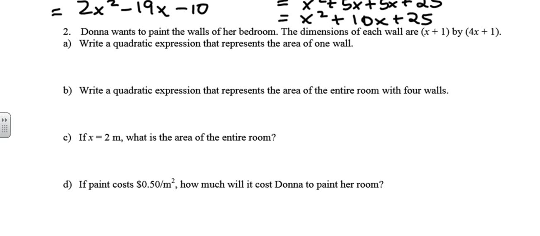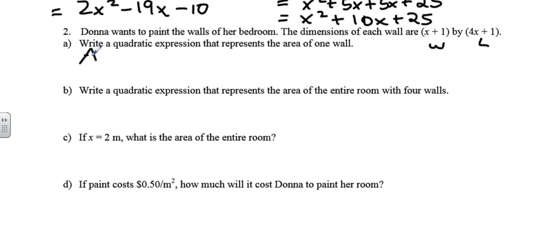Donna wants to paint the walls of her bedroom. The dimensions of each wall are x plus 1 by 4x plus 1. Well, that doesn't make a whole lot of sense because usually we give dimensions as numbers, but there's an expression instead of a number for the length and the width. So we might consider this to be the length expression and the width expression. And of course, walls are usually rectangular. So it says write a quadratic expression that represents the area of one wall.